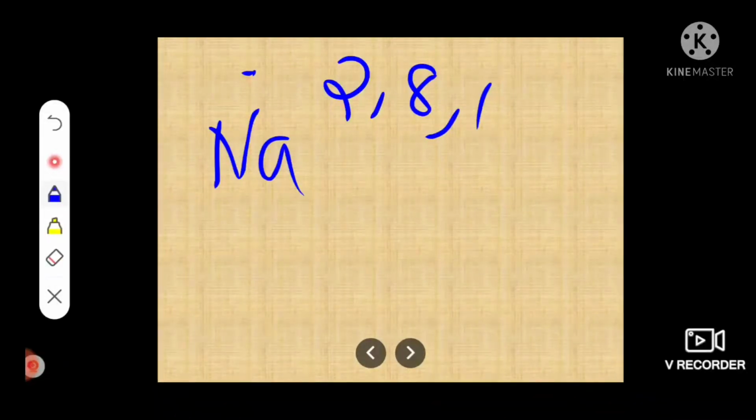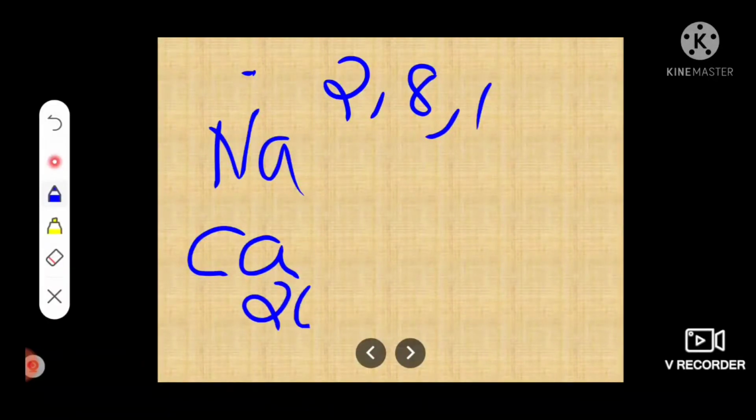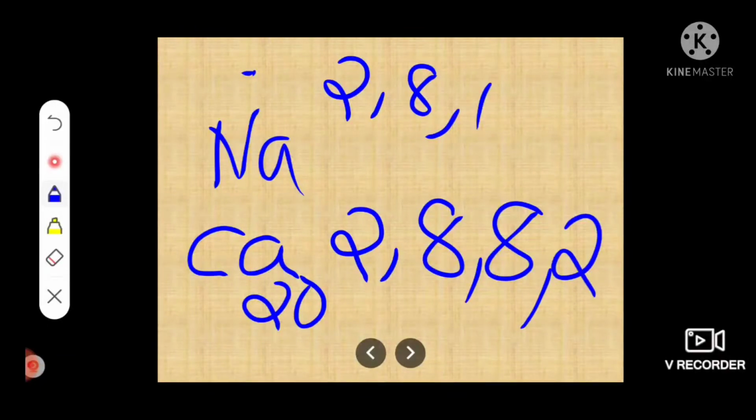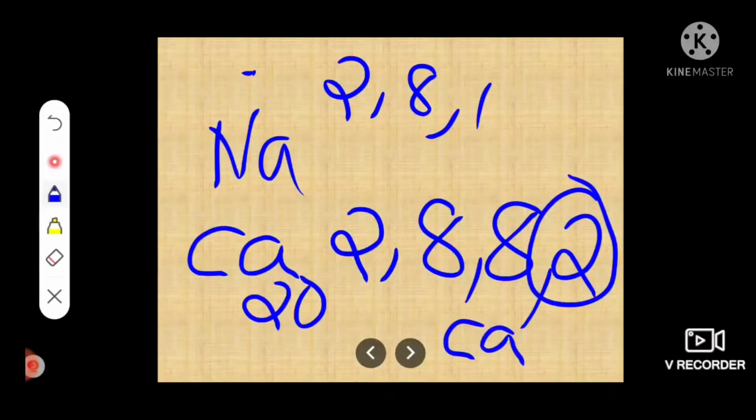Then calcium. What is the atomic number of calcium? It is 20. Electronic configuration 2, 8, 8, 2. Its outermost shell contains 2 electrons. The Lewis symbol is calcium with 2 dots.